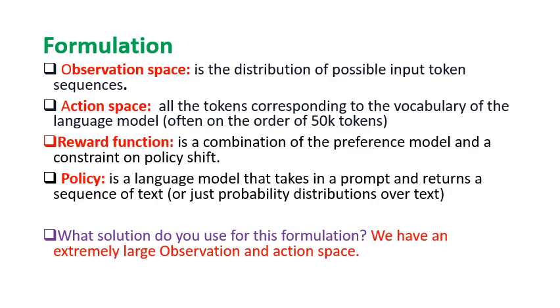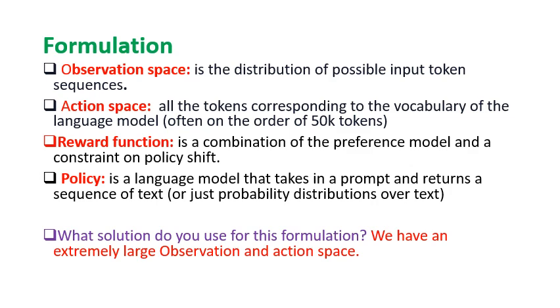Also, our reward function is a combination of the preference model and a constraint on the policy shift, which I will talk about later. The policy is a language model that takes in a prompt and returns a sequence of text. The objective is that we repeat this process of trial and error until we learn an optimal policy, a good language model.